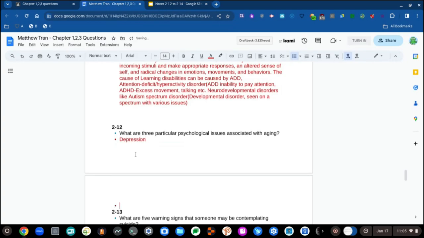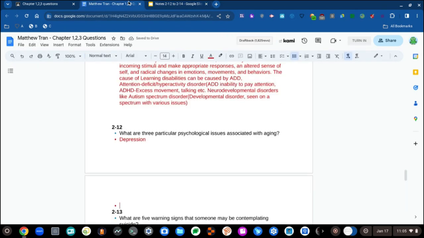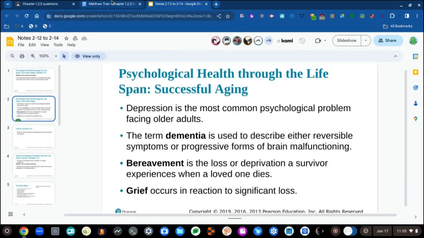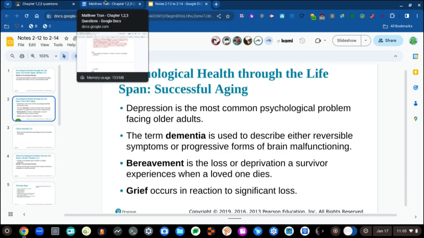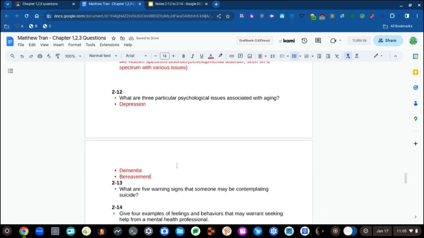So just know that elderly people need support, they need love with their family. So if you have older people in your family, just make sure that you are in touch with them and they like to hear from you. And they need to be supported as well. So the three issues that they go through are listed right there. Just put them up there: dementia, bereavement, and grief. If you want to copy those in or just type them in, that's fine. It's up to you, but those are the ones you need to answer for, okay?